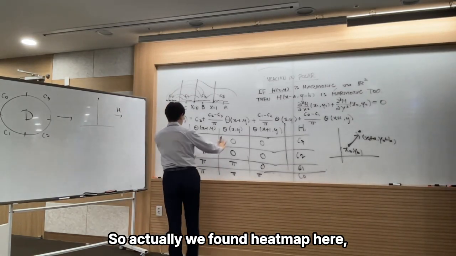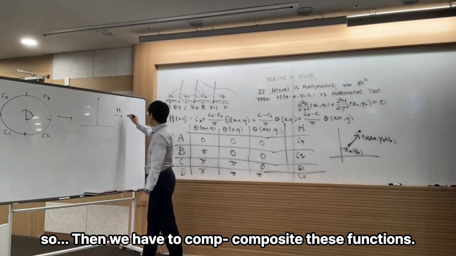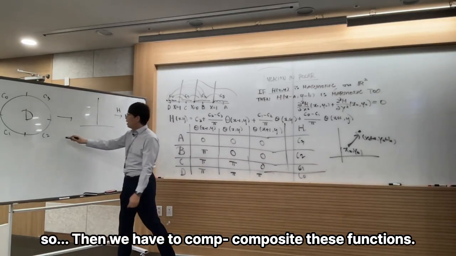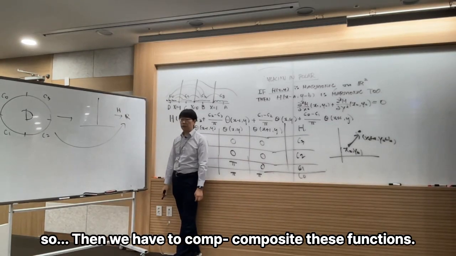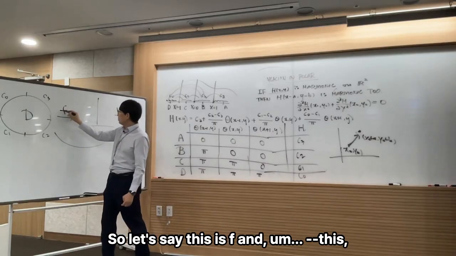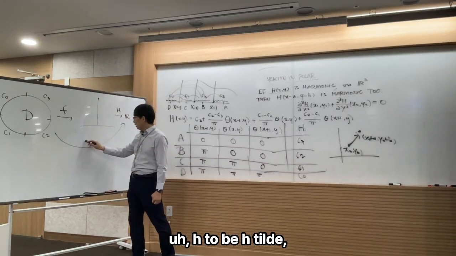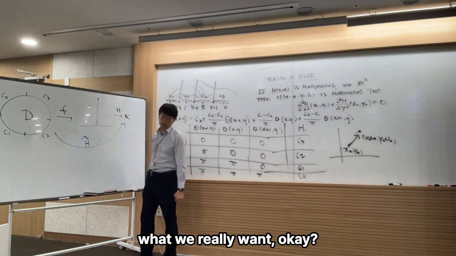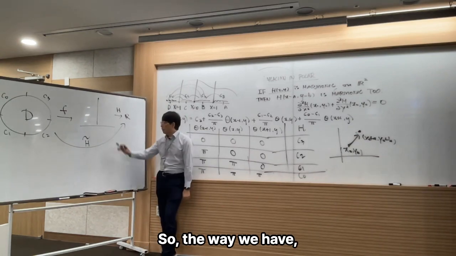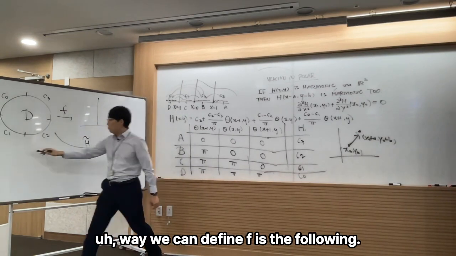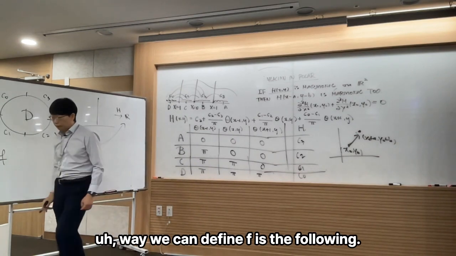So actually we found the heat map here. Then we have to composite these functions. So let's say this is F and this H to be H tilde, what we really want. Okay? So the way we can define F is the following.